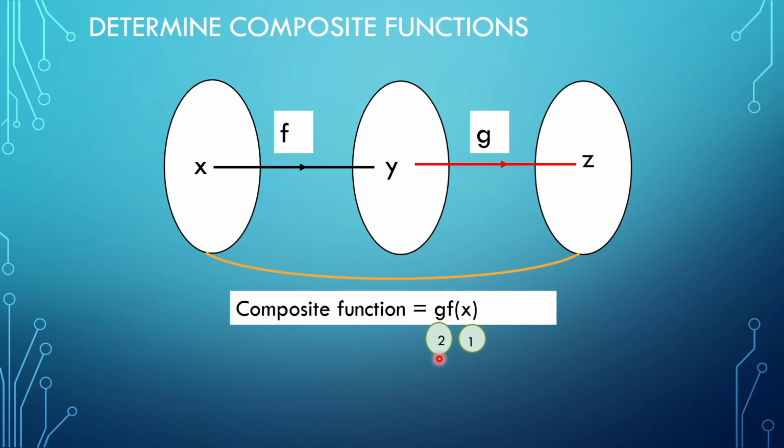Let's see another example. Let's say now you have function h which maps x to y. Therefore the composite function is written as h followed by g. So h has to be inside, so it is written as gh(x). You have to be very clear when you are writing the composite function.